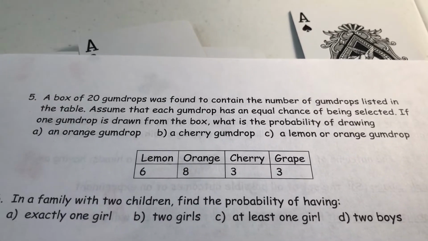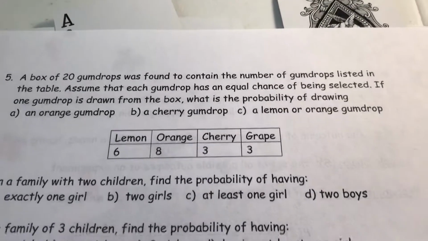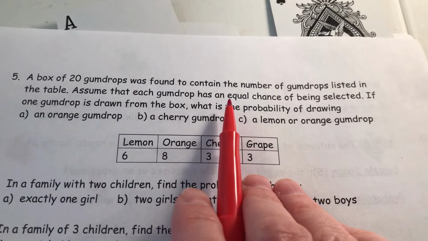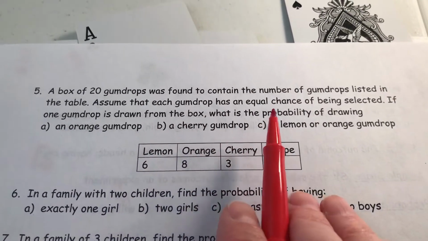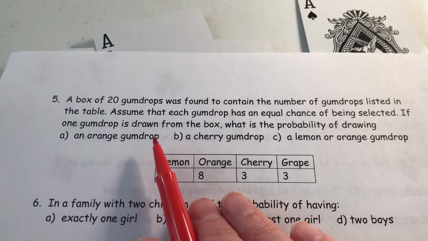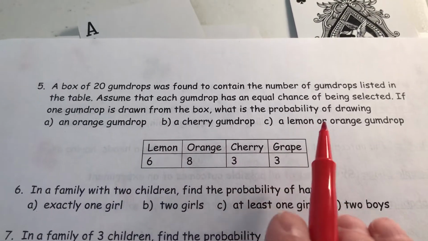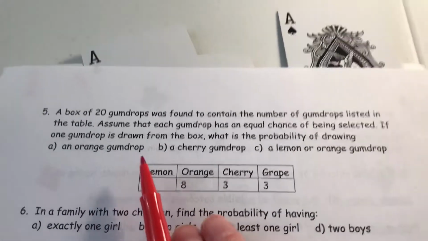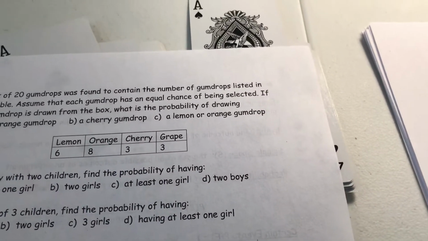This is section 8.1, looking at probability. Now here's another type of question. It says a box of 20 gumdrops was found to contain the number of gumdrops listed in the table. Assume that each gumdrop has an equal chance of being selected. If one gumdrop, and that's a piece of candy by the way, is drawn from the box, what is the probability of drawing an orange gumdrop? That's part A. Part B is a cherry gumdrop, and part C is a lemon or an orange gumdrop.